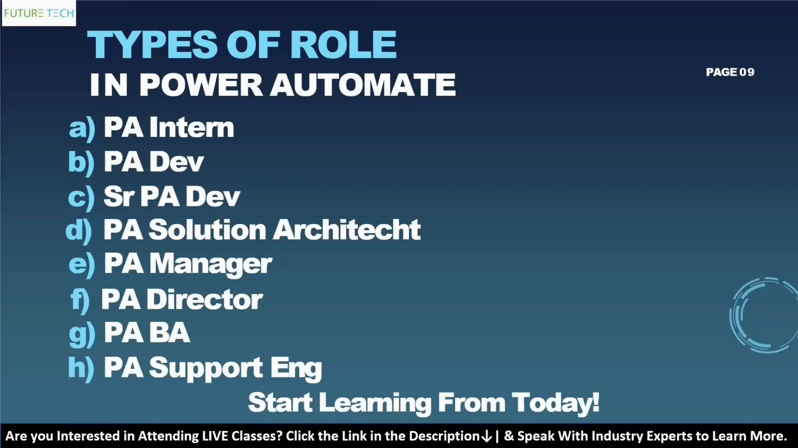Guys, again, you can ask me this question: what types of roles are available in Power Automate? Please understand, anyone who is an undergraduate can start the career as a Power Automate intern. People who have already completed BCA, MCA, BTech and so on can start the career as a Power Automate developer. People who have more than 2 to 3 years of experience in Power Automate can start the career as a senior Power Automate developer.